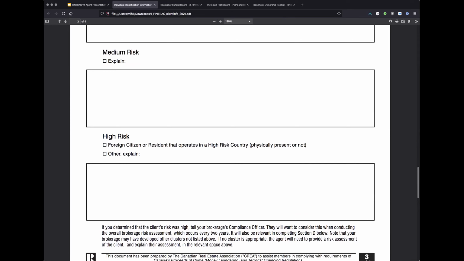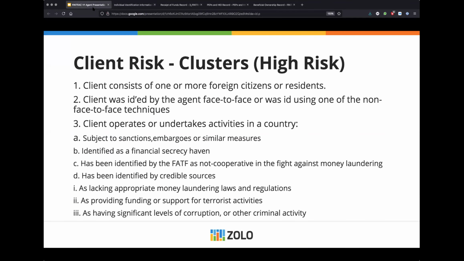Now, high risk is one I really want to focus on. So we'll go back to the slideshow and I'll start discussing high risk. Clients consisting of one or more foreign citizen or resident are considered high risk. So basically, if they're a foreign citizen or resident, and they were ID'd face-to-face or non-face-to-face, that's still high risk.